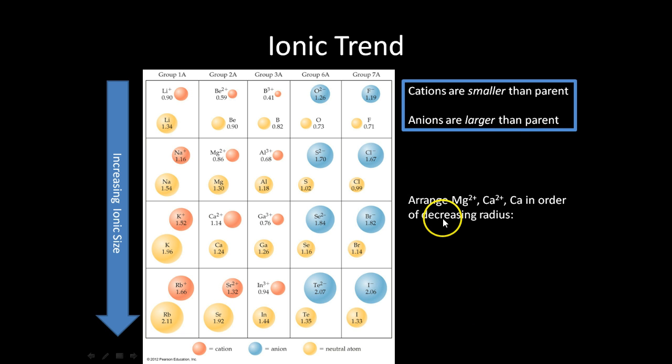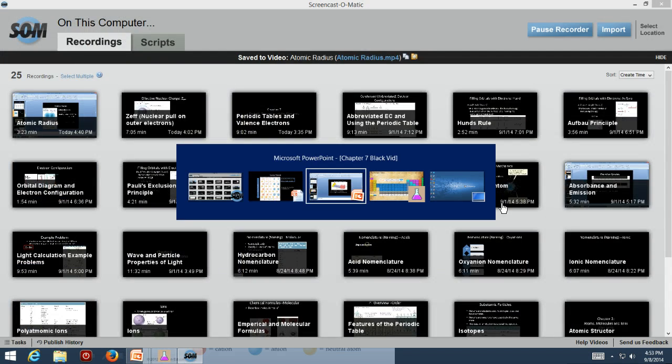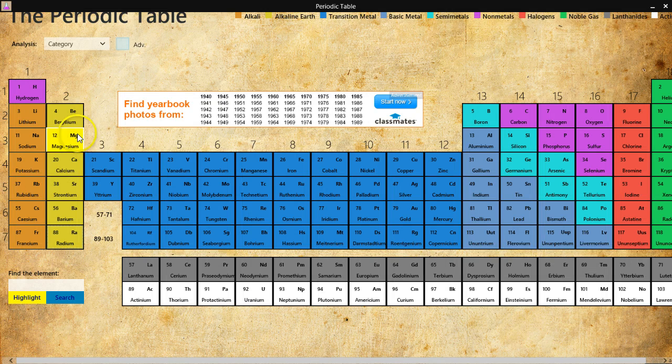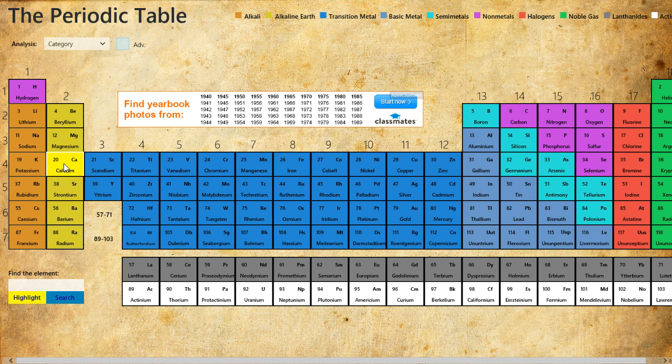So if we were to think about this for a second and consider a problem like this, if you were asked to arrange magnesium, calcium 2 plus, and calcium in order of decreasing radius, well, first off, you'd need a periodic table, and then we'd have to consider when it goes from an atom to a cation, does it increase or decrease in radius? So let's go get our periodic table. So it's magnesium, which is found here, calcium, which is found here, and then the calcium 2 plus ion.